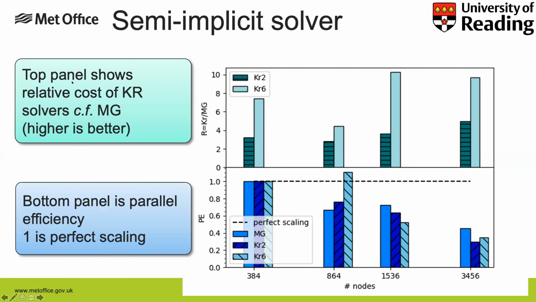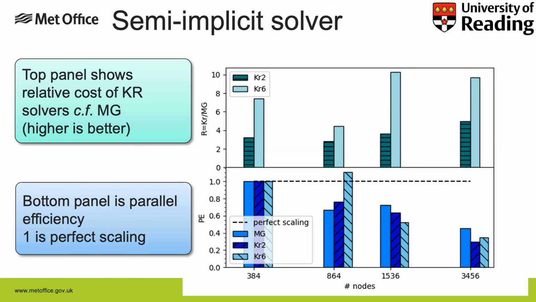If we look at the relative cost of the Krylov subspace solvers compared to the multigrid solver, here higher is better. So at 384 nodes, the multigrid solver is 3.5 times faster than the Krylov subspace solver solving to 10 to the minus 2, and it's about 7 times faster than the Krylov subspace solver solving to 10 to the minus 6. We can see how that scales. This is the same data, so again we see this jump, not smooth data, but as you can see, it looks like multigrid is scaling a bit better because those numbers are a bit higher as we go out to more nodes.